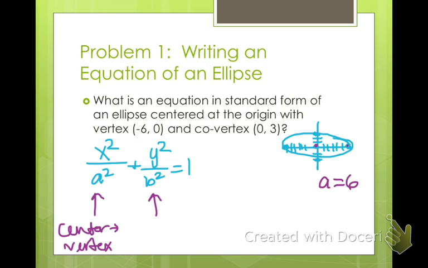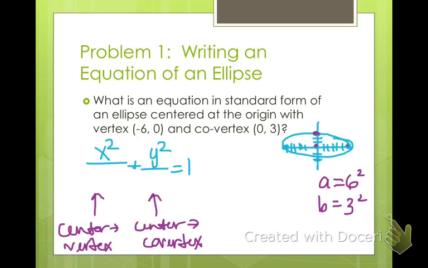Okay, now our b value is from center to covertex. So from center to covertex is 3, so b equals 3. So now all we have to do is square these, and we can rewrite these values in our equation. So a squared is 6 squared, which is 36, and b squared is 3 squared, which is 9. Here is your equation for that ellipse. x squared over 36 plus y squared over 9 equals 1.